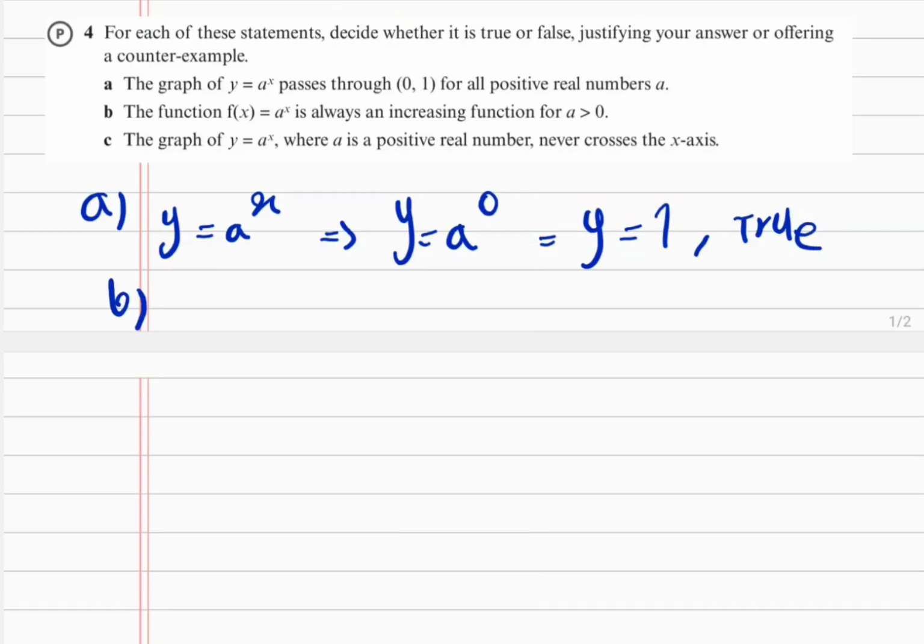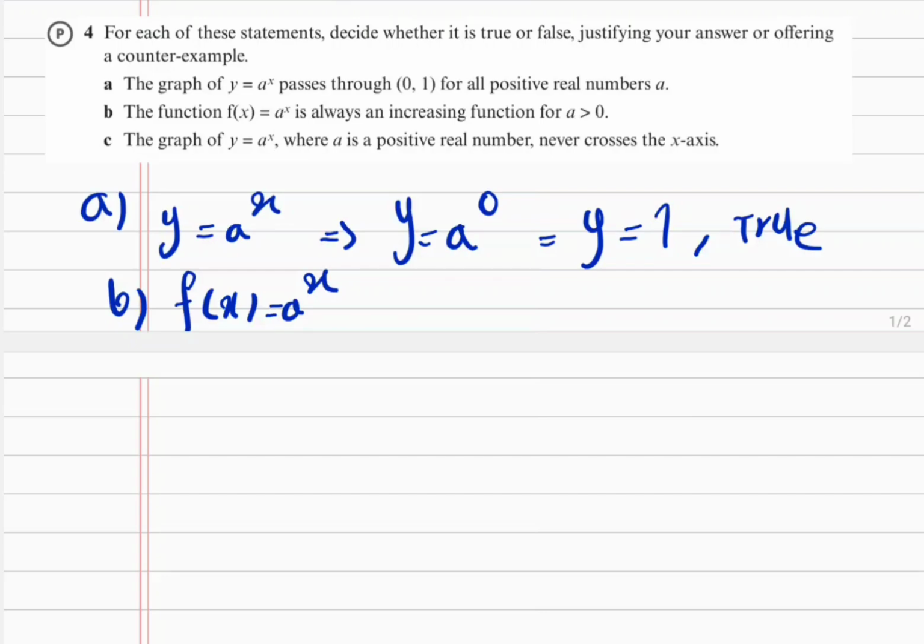Now for part B: the function f(x) equals a to the x is always an increasing function for a positive. Here we just need to try different values of a. We can try positive values of a, such as 2, 3, 5, any whole number, or even decimals. As long as the number is greater than 1, then this function is actually increasing.